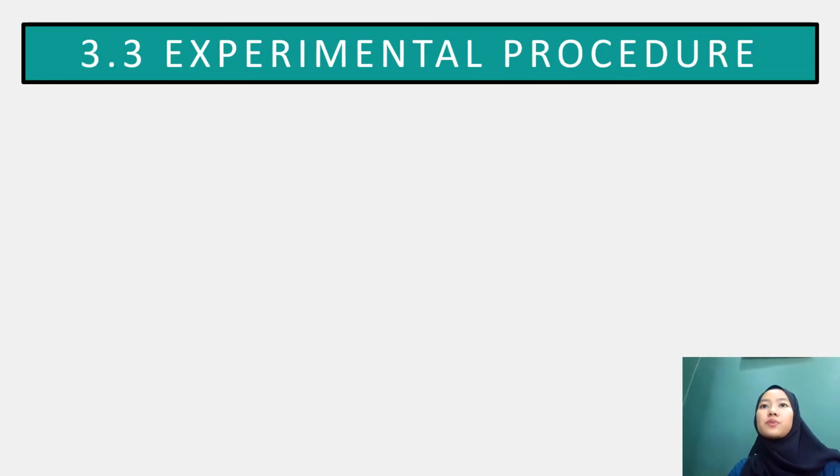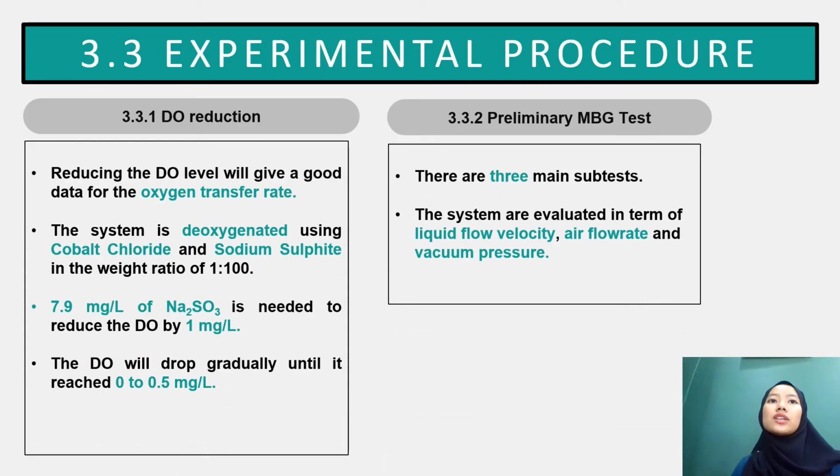Now moving on to the experimental procedure. The first step is the DO reduction. This DO reduction is really important because we want to get the correct KLa, which is the mass transfer coefficient. That is why we need to reduce the DO to at least 0 to 0.5 milligram per liter. First, it is deoxygenated using cobalt chloride and sodium sulfide in the weight ratio of 1 to 100. To reduce about 1 milligram per liter of dissolved oxygen concentration, we need about 7.9 milligram per liter of sodium sulfide. Next is the preliminary MBG test. There are three main subtests.